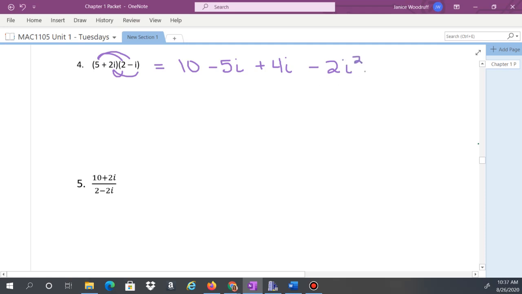So 2 things to do here. We're going to first take this i squared. We're going to cross it out. That's going to be a -1. Okay, so then that's going to be -2 times -1 at the end. So that's going to become a positive 2.